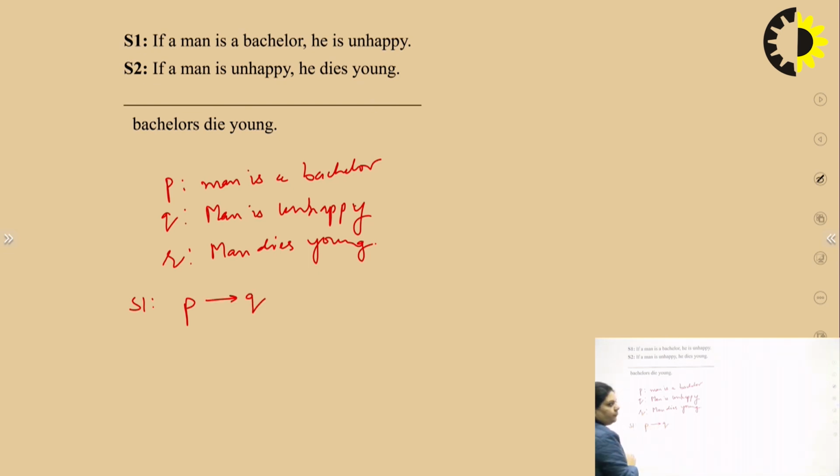Now what the syllogism first says, it says if man is a bachelor, that is P, he is unhappy, conditionally Q. Now S2 states what? Statement 2. If a man is unhappy, he dies young. That is, man is unhappy is Q. Then he dies young, R. And what is statement 3 saying? Bachelors die young. That is P to R. So what are we concluding, is this a valid statement? Let's check.